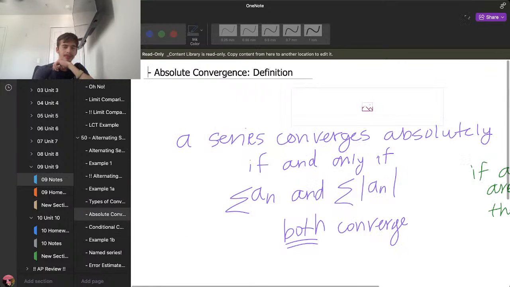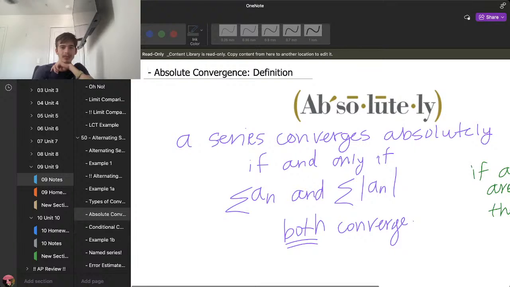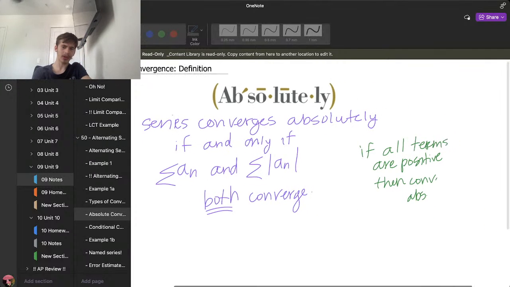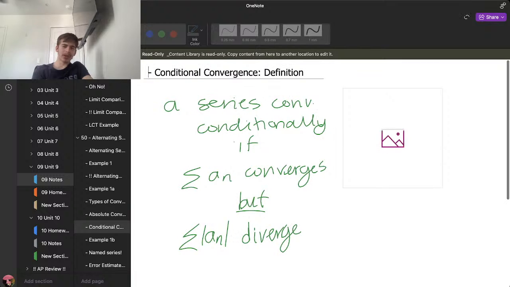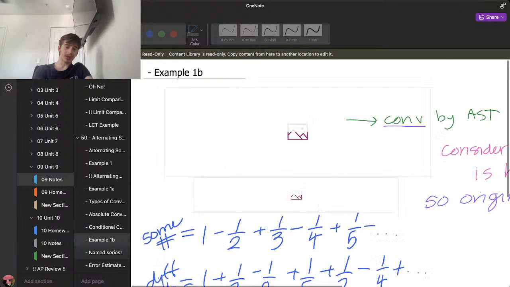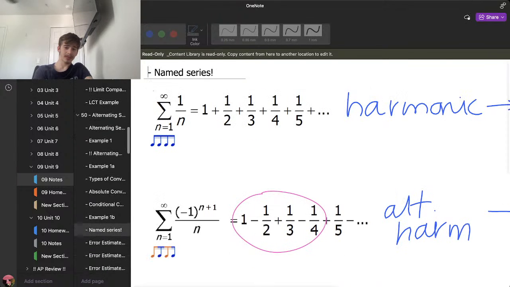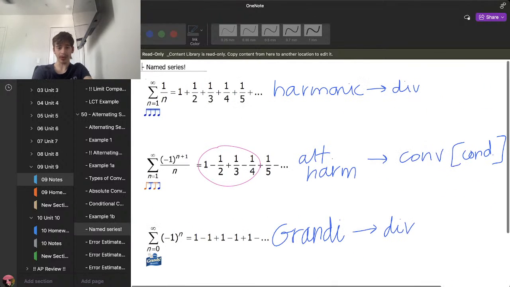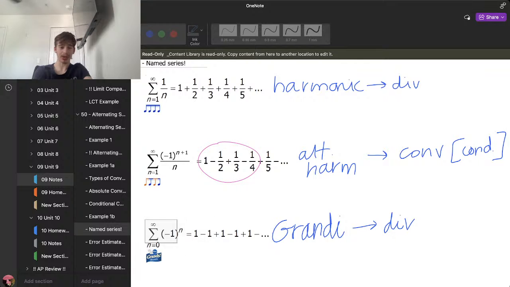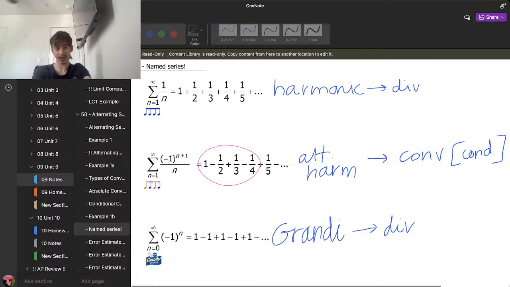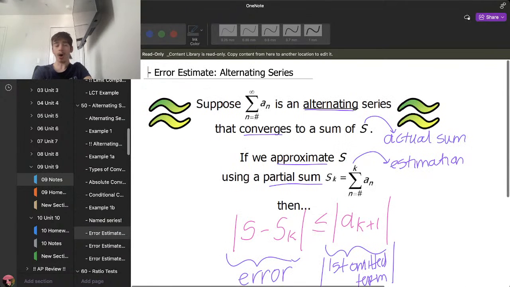Absolute, conditional. So absolute convergence is when the series with a of n and the series with absolute value of a of n both converge. A series converges conditionally if a of n converges but the absolute value of it diverges. Alternating harmonic conditionally converges. You can just assume that. Grandi diverges, which is this. This is Grandi. If you see this, it's Grandi. It diverges. This is harmonic, diverges. Alternating harmonic conditionally converges.